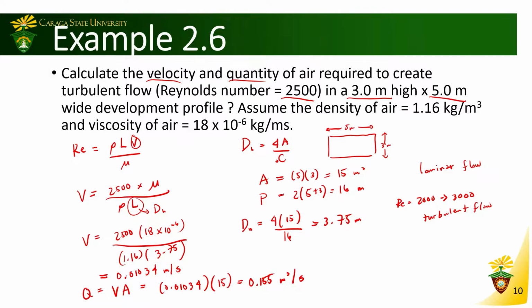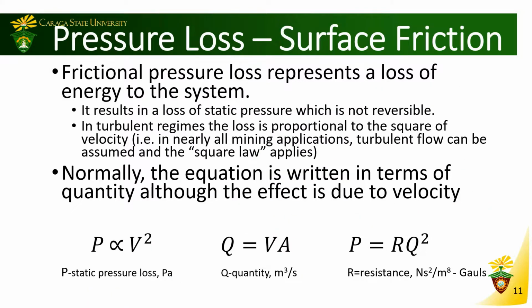Okay, so let's proceed. Surface friction. Frictional pressure loss represents a loss of energy to the system. Okay, so this results in a loss of static pressure, which is not reversible. And in turbulent regimes, the loss is proportional to the square of the velocity. And since nearly all mining applications are in this regime, turbulent flow can be assumed and the square law applies.